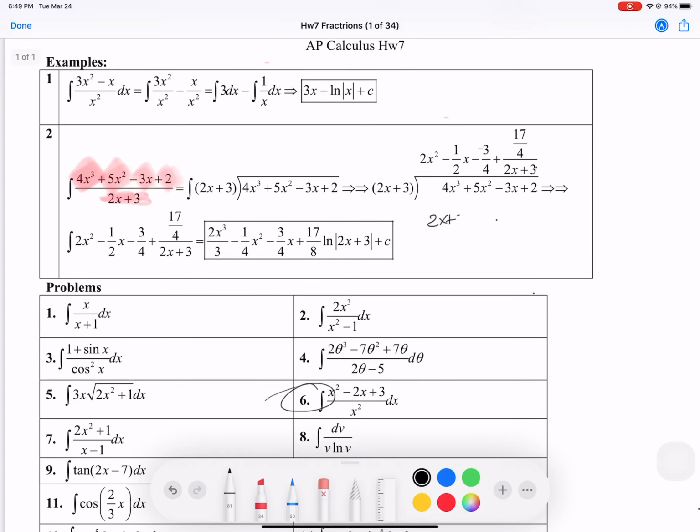2x plus 3, and we divide that into 4x cubed plus 5x squared minus 3x plus 2. Long division requires 3 steps. 1, we want to match. 2, we want to multiply. And 3, we're going to subtract. So we want to try to match the front value 2x with 4x cubed. And to make that work, we need a 2.